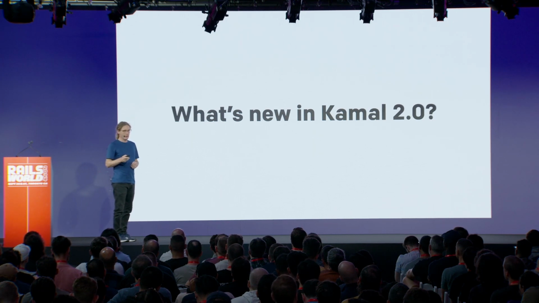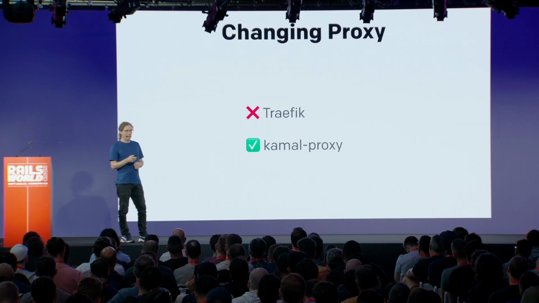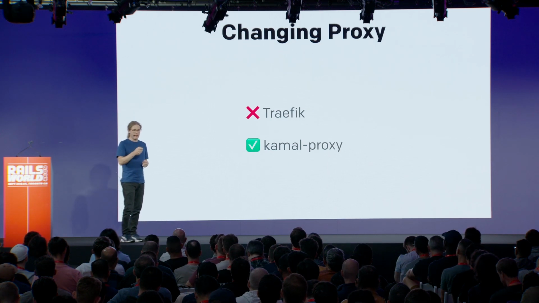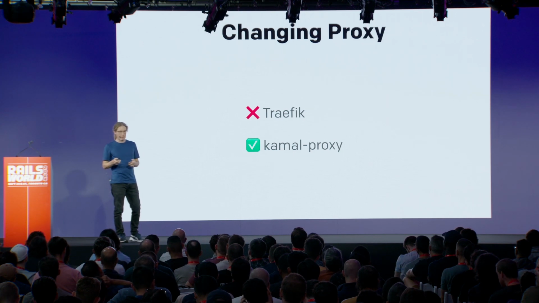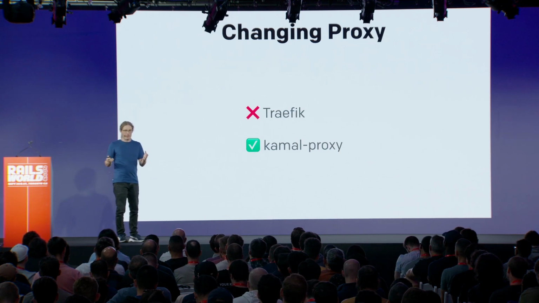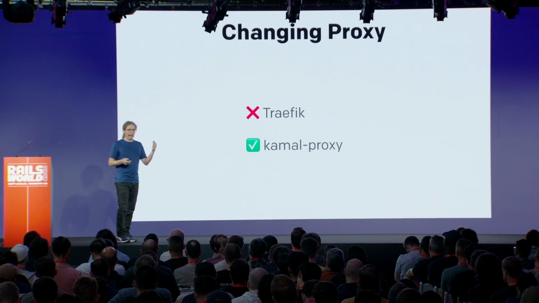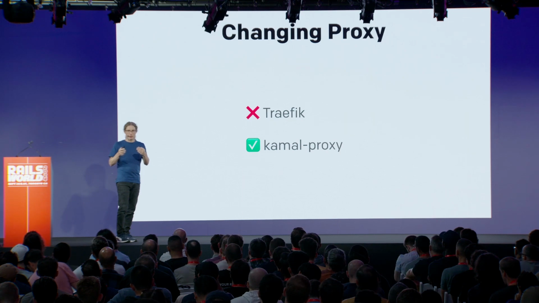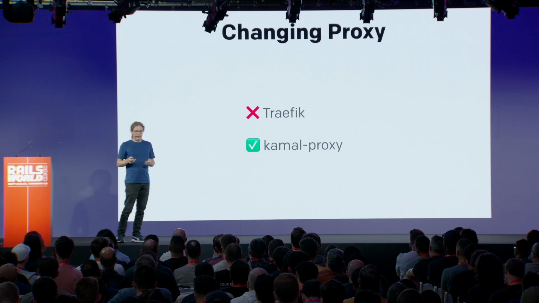Okay, so what's new? Well, the biggest thing is that we're changing the proxy we're using. In Kamal 1, we used Traefik as the proxy that we use to switch between containers. Traefik is an open source application proxy, and it's designed to configure itself automatically and dynamically. How we would use it is it has a Docker provider, and when you boot up your container, if you put some labels on it, it will notice those labels and start sending traffic through to your container based on the labels. So that's what we were using.